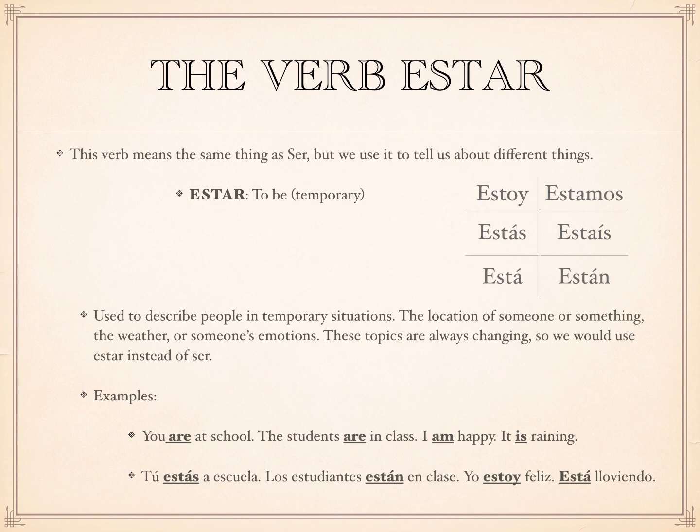Some examples are, you are at school. Tú estás en la escuela. The students are in class. Los estudiantes están en clase. I am happy. Yo estoy feliz. It is raining. Está lloviendo.